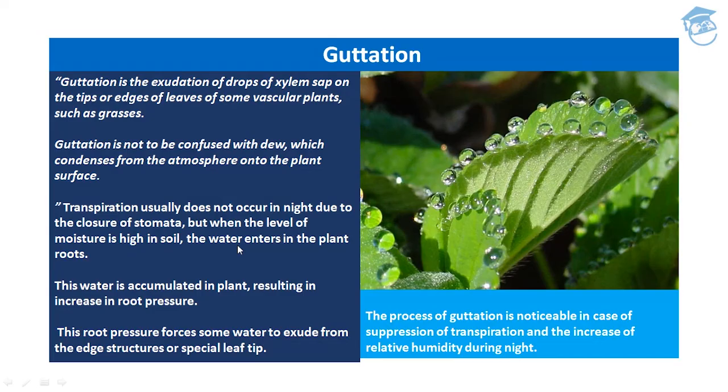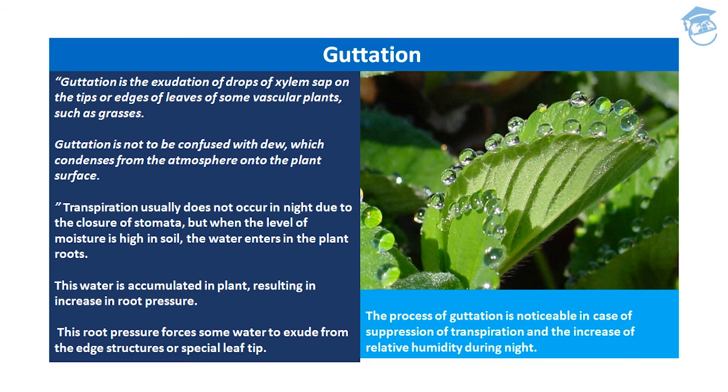Okay, now the last topic is guttation. Guttation is the exudation of drops of xylem sap on the tips or edges of the leaves of some vascular plants such as grasses. See, this is showing guttation. Guttation should not be confused with dew, which condenses from the atmosphere onto the plant surface.